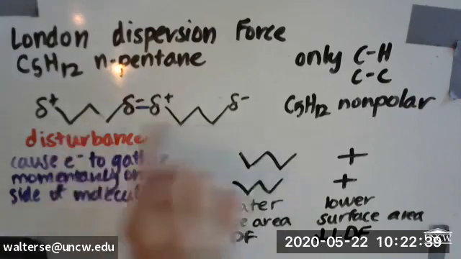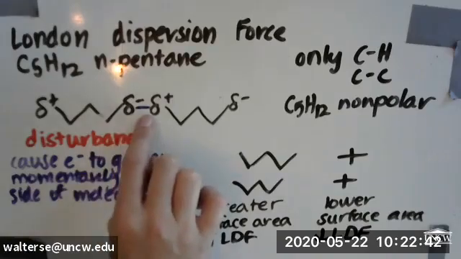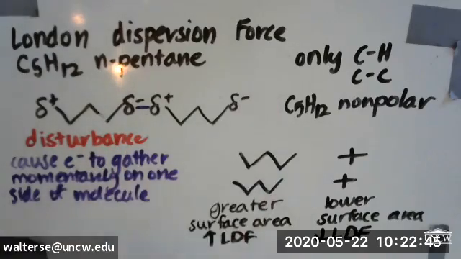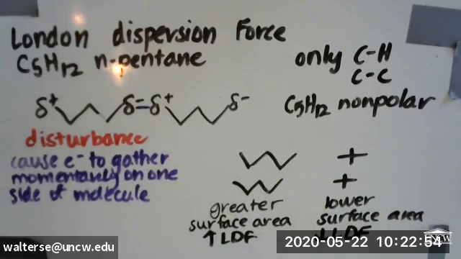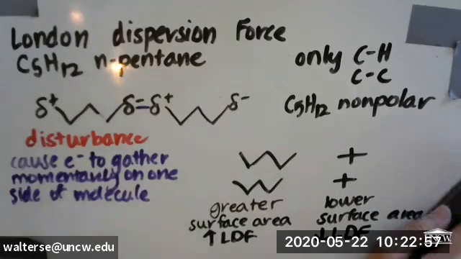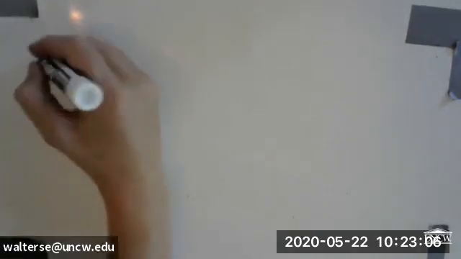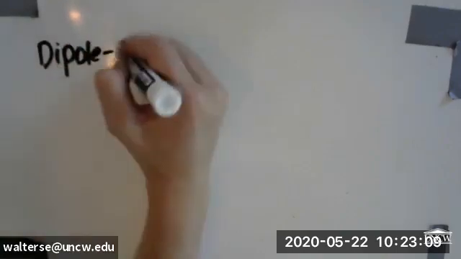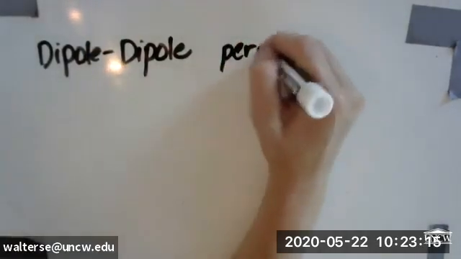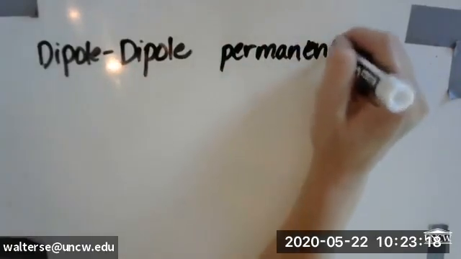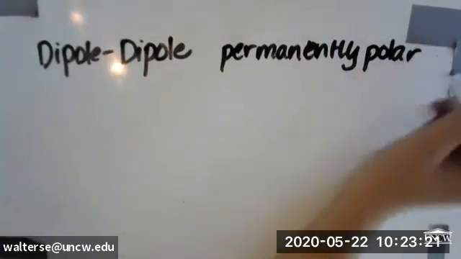Now, these dipoles that end up forming in London dispersion forces are temporary. Eventually, at some point, they're going to go back to their normal distribution. So these are called momentary or temporary dipoles, and they will occur in nonpolar compounds. But if your molecule is always polar, then it can have what's called dipole-dipole attractions. And these are found in permanently polar molecules.